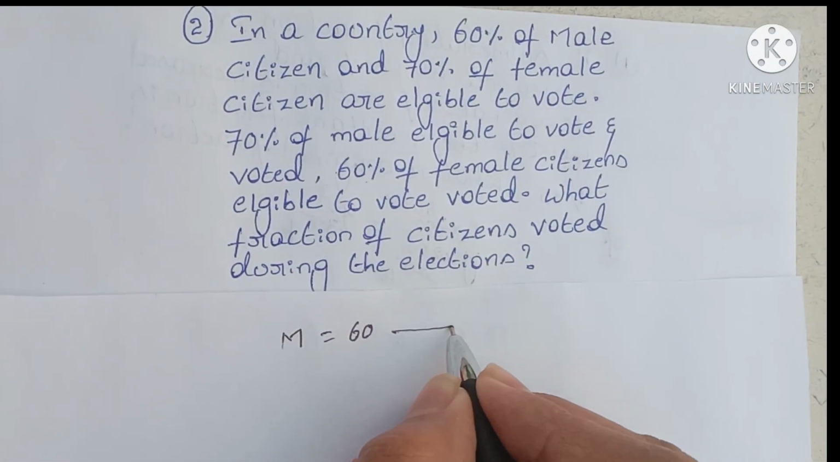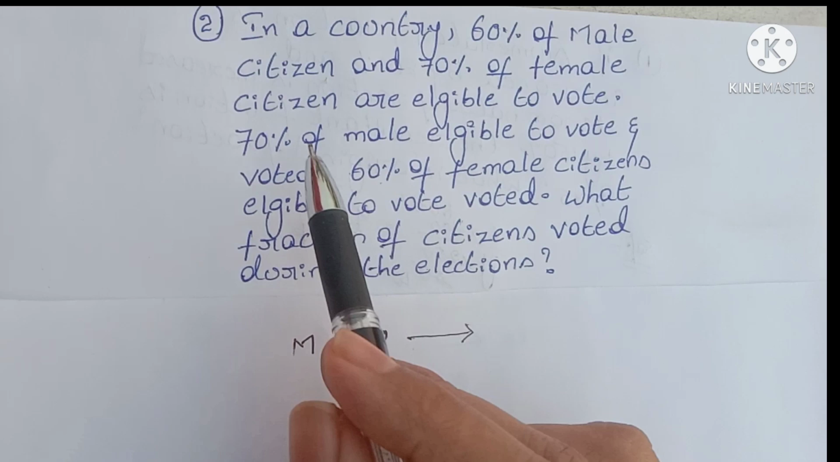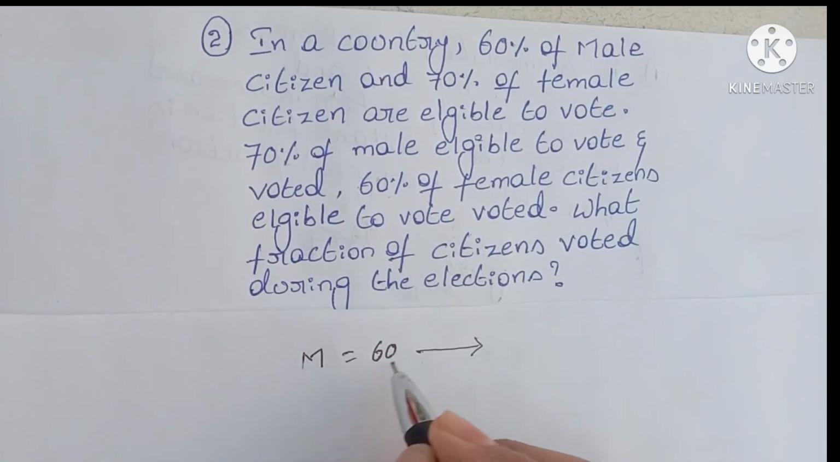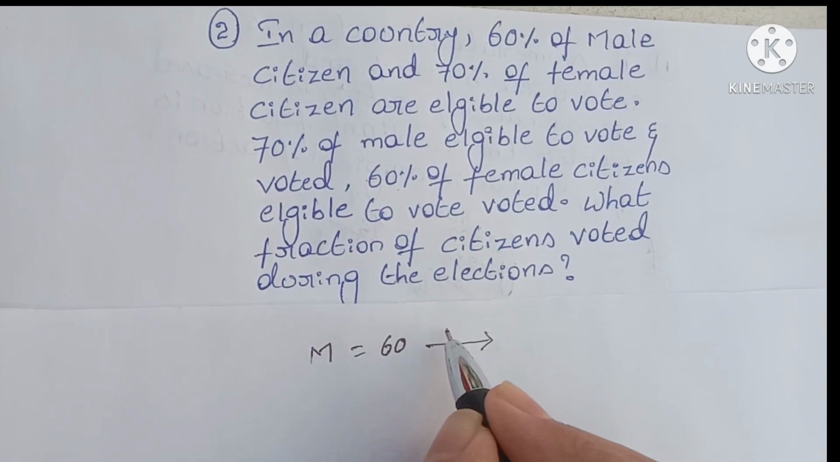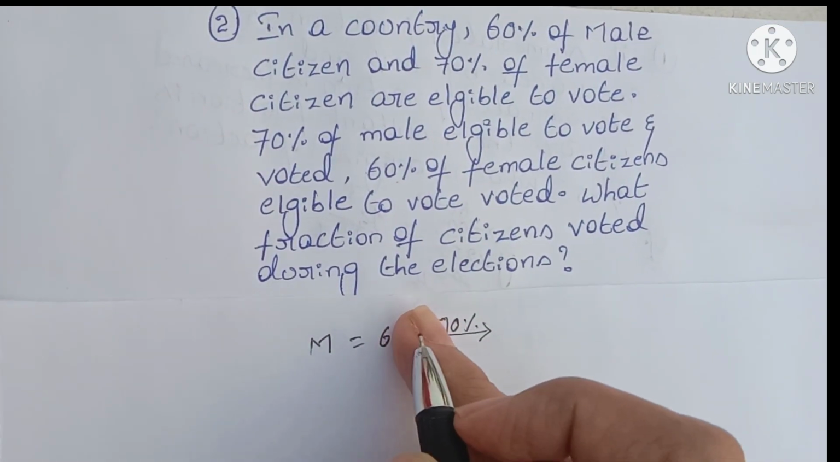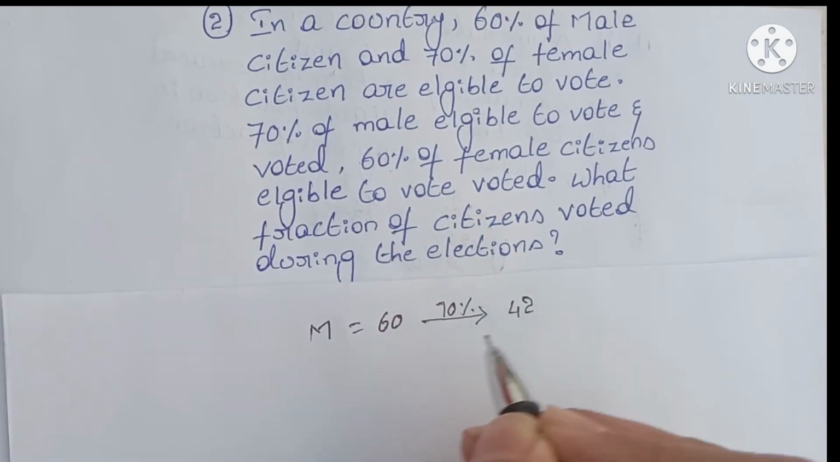In this 60%, how many males are eligible to vote? That is 70% males are eligible. In this 60%, we want to calculate 70%. How do we calculate? 10% is 6, 70% is 42.